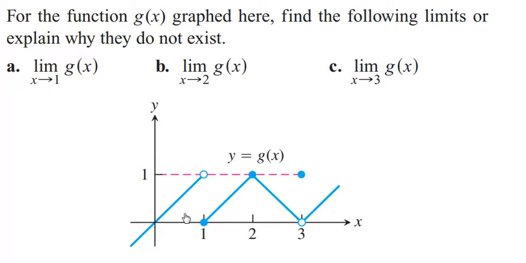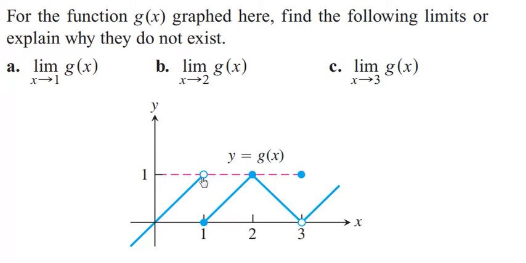So as you see here, it doesn't exist. Why? As x approaches 1 from the left, g(x) approaches 1. And when x approaches 1 from the right, g(x) approaches 0.